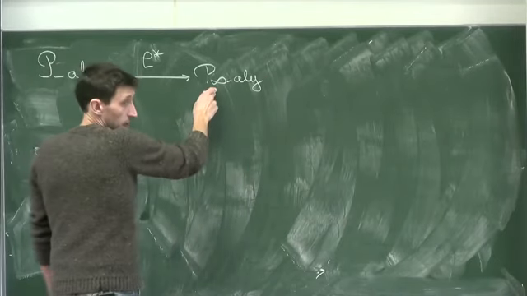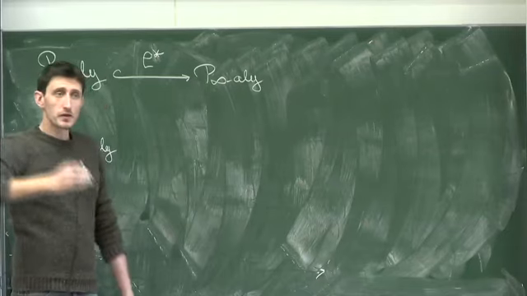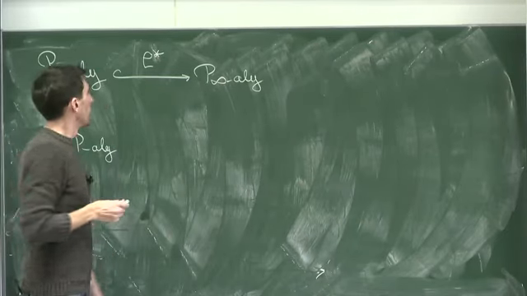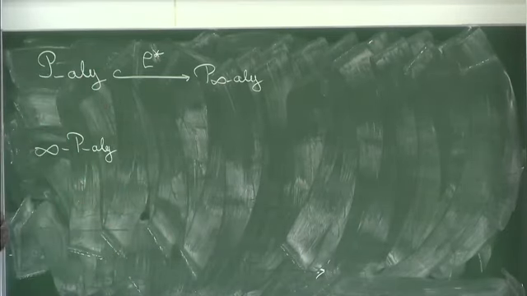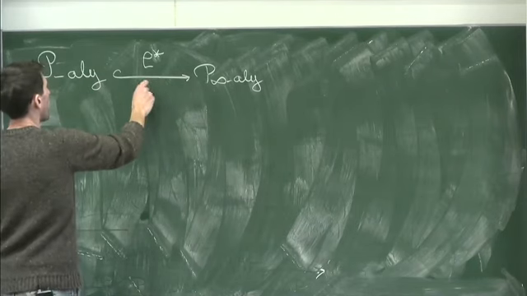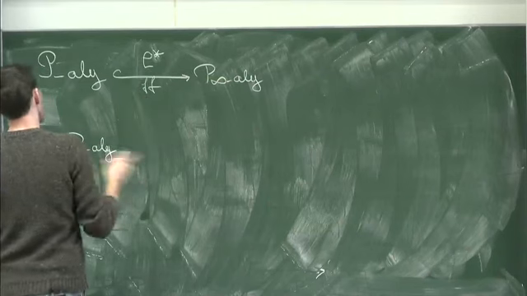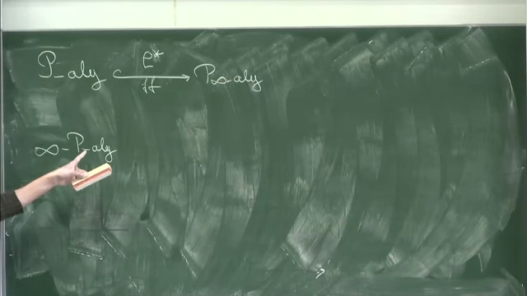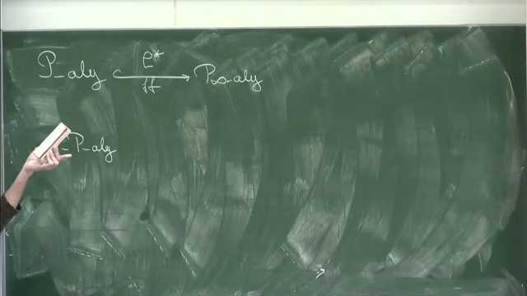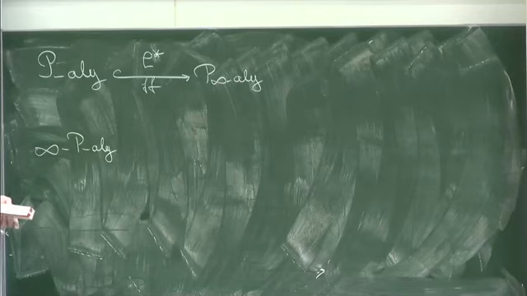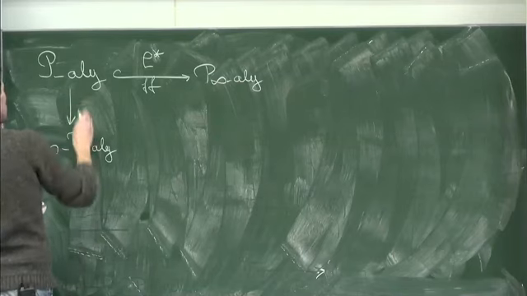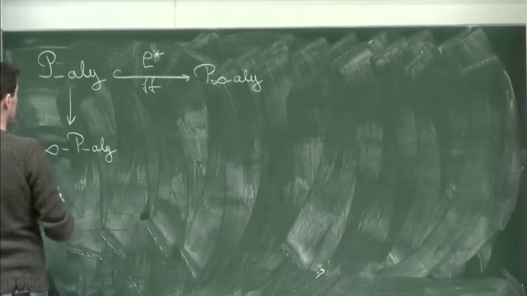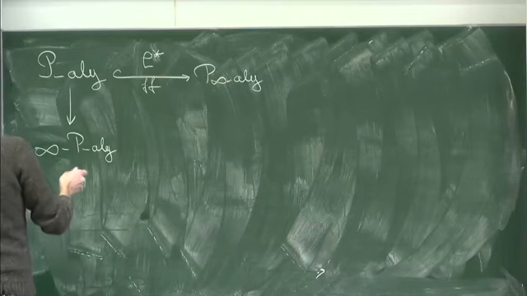So here we have more objects, but morphisms are just one map. Okay, so this is a full and faithful functor. But there is another thing we can do. We can look at P algebras and consider infinity morphisms between them. So here we take the same objects, but we have more morphisms. Okay, so this category sits inside that one. So this is faithful but not full.